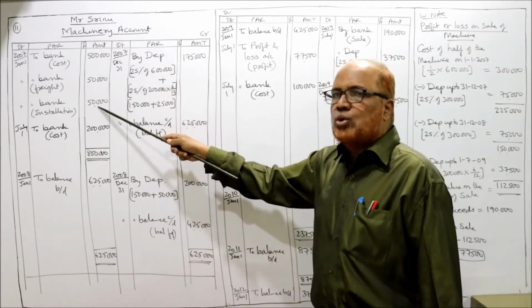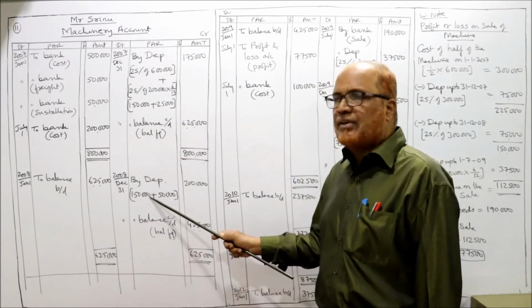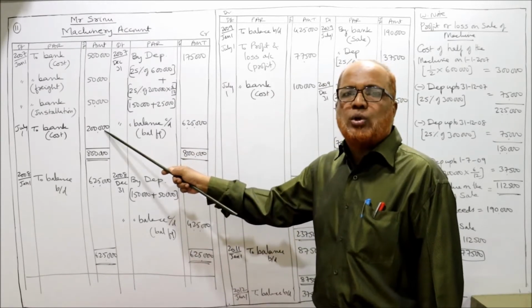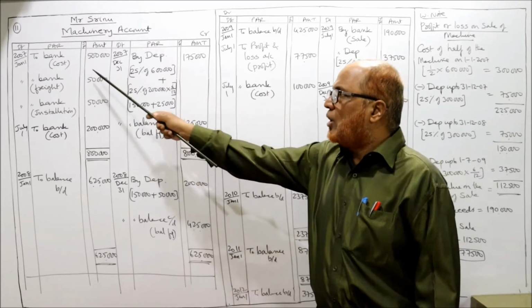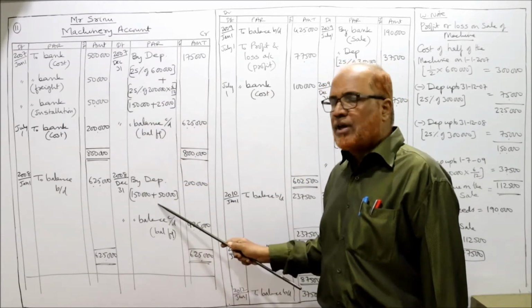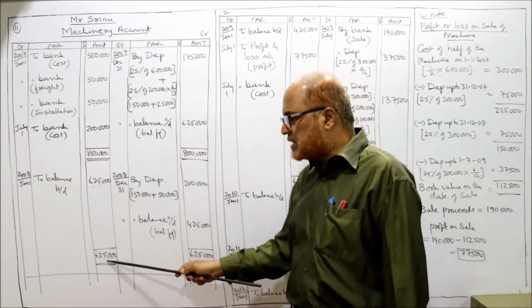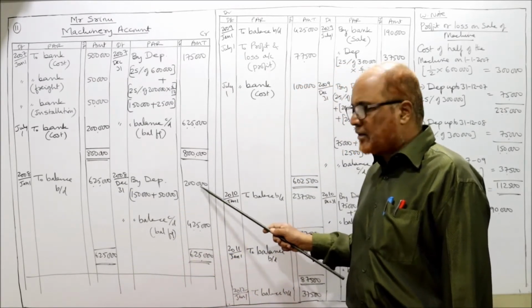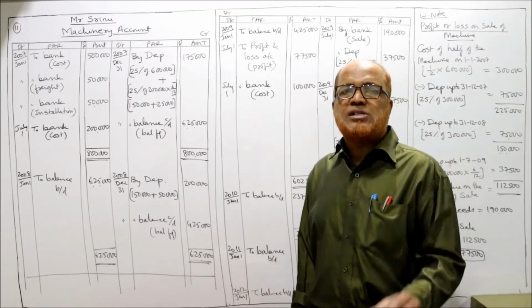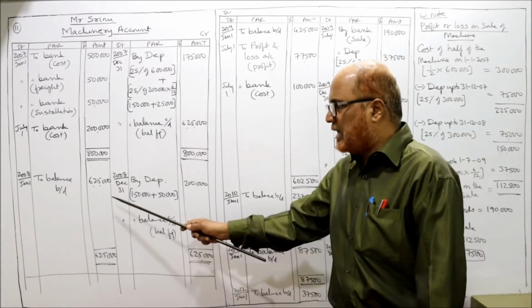So we calculate the depreciation on the total amount. 6 lakh into 25%, 1,50,000. 2 lakh into 25%, you get 50,000. Full year depreciation on first machine and second machine. So total depreciation is 2 lakh. On the debit side, you take the total 6,25,000. From 6,25,000, subtract 2 lakh. So 4,25,000 is the closing balance of machinery at the end of second year, 2008.